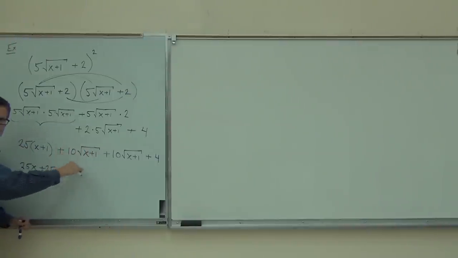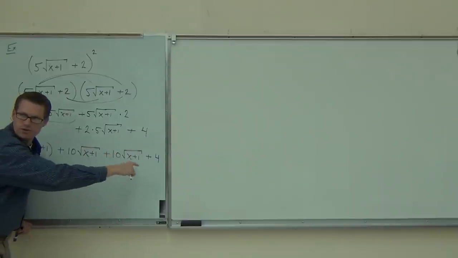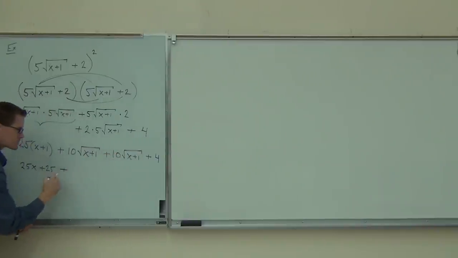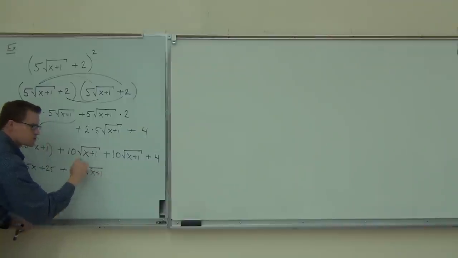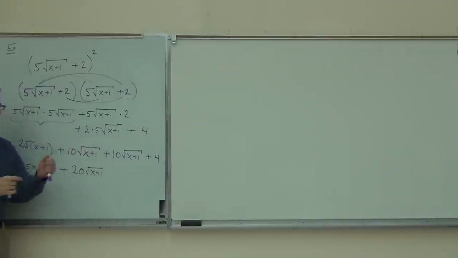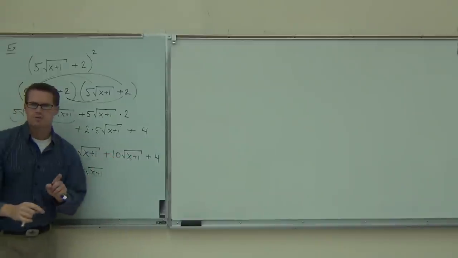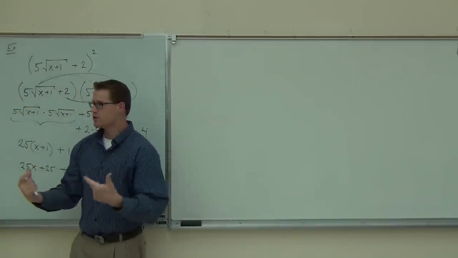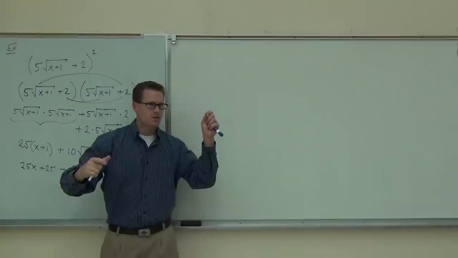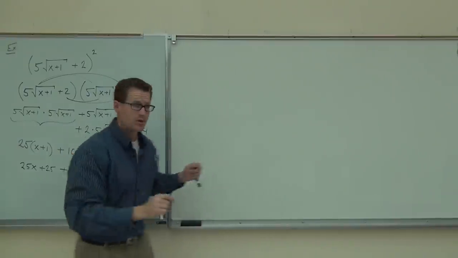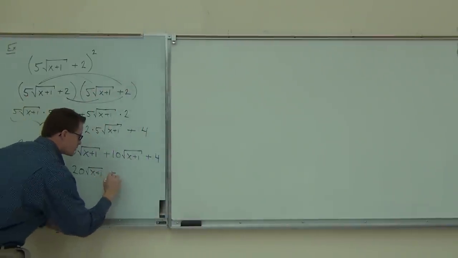Look at that. That's 10 square root of x plus 1. It's another 10 square root of x plus 1. I have like radicals. How much does that give me? 20. Good. Square root of x plus 1. The square roots don't go away. You need to know the difference between multiplying two square roots and adding two square roots. When you add the square roots, those are just like radicals. You don't do anything with them. When you multiply them, yes. It's very much like adding like terms and multiplying like terms. There's similarity there. And then lastly, we have a plus 4.